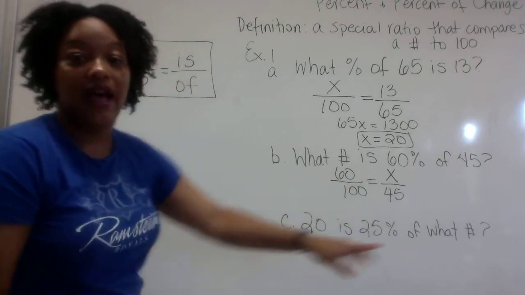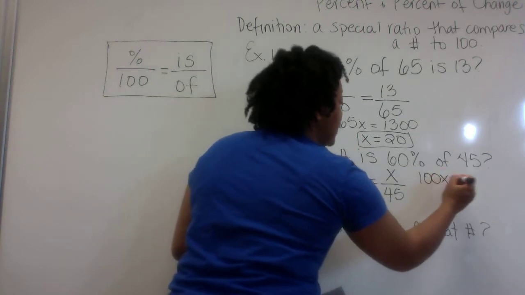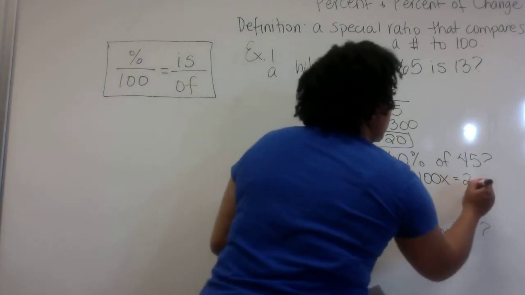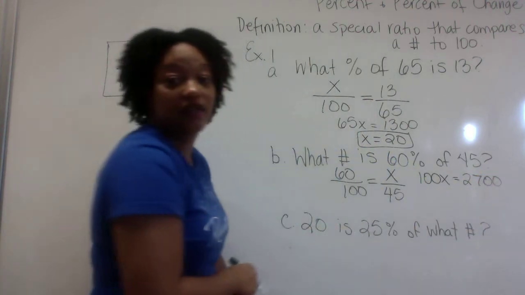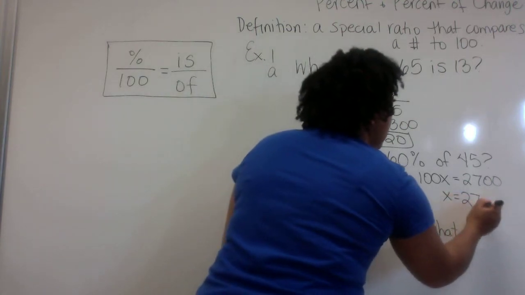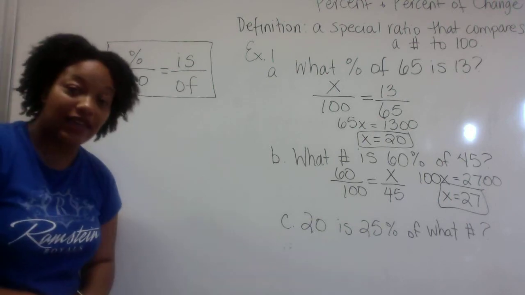Cross multiply. I'm going to work over here a little bit. 100 times x is 100x. Set that equal to 60 times 45, which is 2700. Okay, can you see that? Divide both sides by 100. X equals 27. Box your answer. Very good. Okay, you're getting the hang of it.